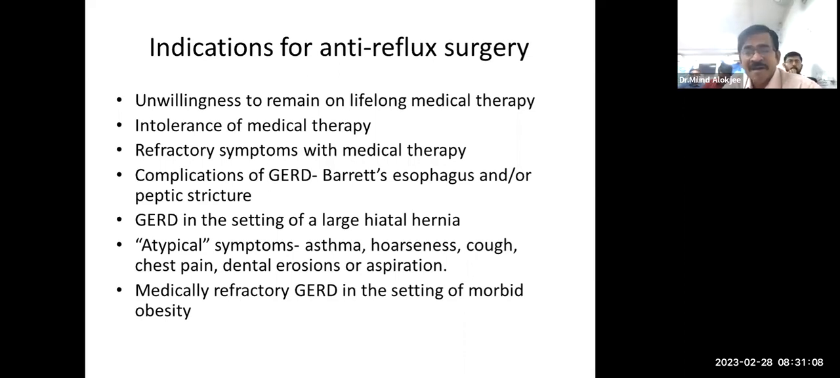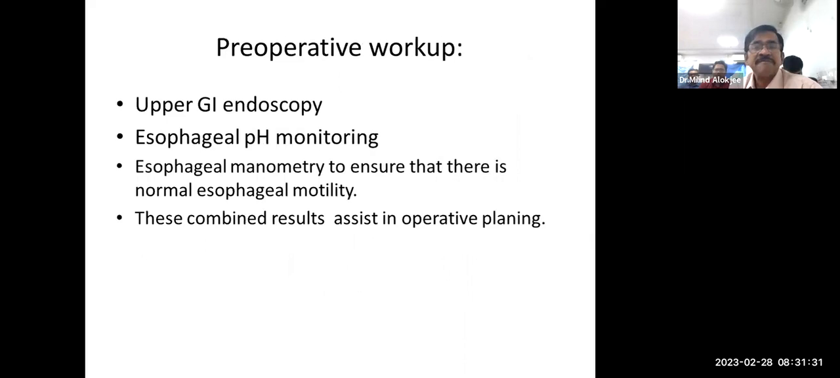If the patient has a large hiatal hernia, there is no reason that this patient will respond only to medical therapy. This patient will need crural repair and an adequate anti-reflux procedure. Patients having atypical symptoms like asthma, hoarseness, cough, chest pain may respond to anti-reflux surgery. Patients having medically refractory GERD in the setting of morbid obesity need early surgical treatment.